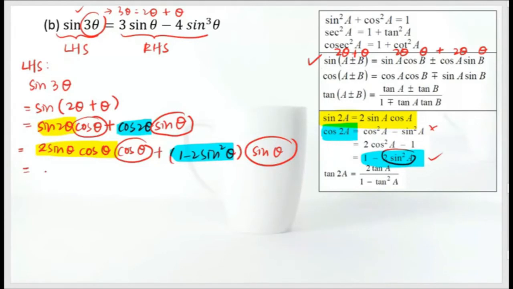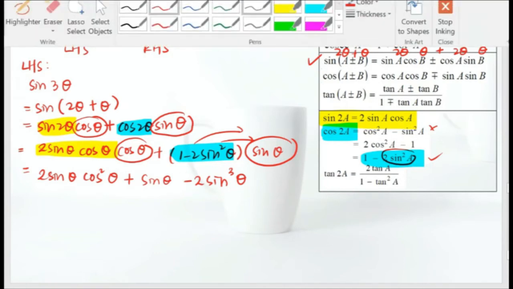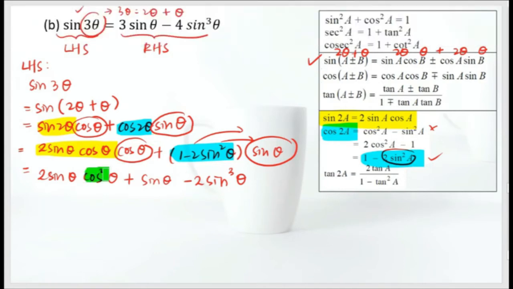Okay, so after this, we get 2 sine theta cos square theta, plus, we multiply in, plus sine theta minus 2 sine power of 3, or sine cube theta. So after this, cos square theta again. Your answer has no cos square theta, right? So we have to do something for cos square theta. We need to change it again.